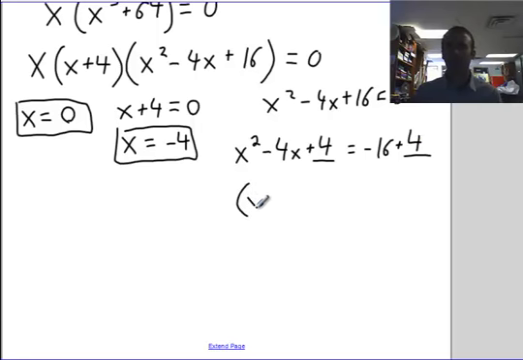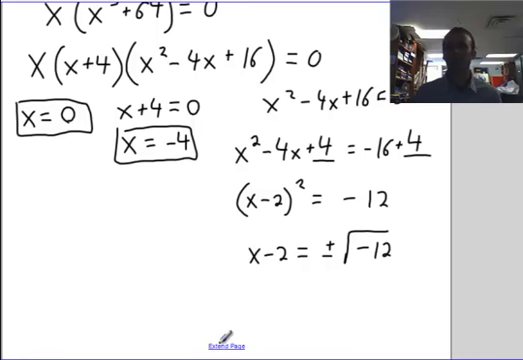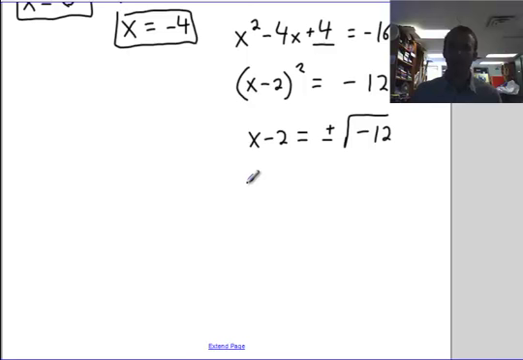Now I'm going to factor this. That becomes x minus 2 squared is equal to negative 12. I take the square root of both sides. That gives me x minus 2 is equal to plus or minus the square root of negative 12. Now I have x is equal to, I'm going to add 2 to both sides, so 2 plus or minus, and now let's simplify this. I can pull an i out, also I can pull a 4 out. Square root of 4 is 2, so I get plus or minus 2i times the square root of 3. And here's my 2 answers.